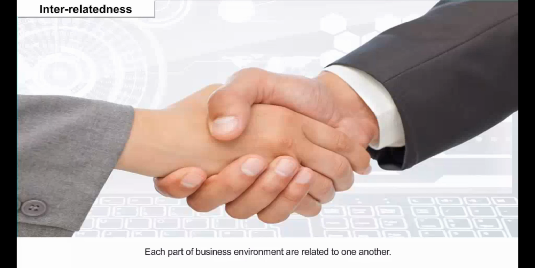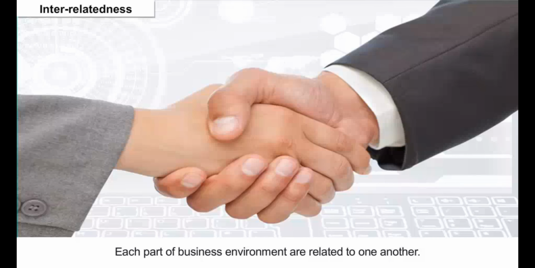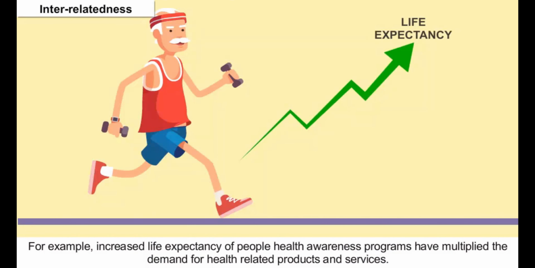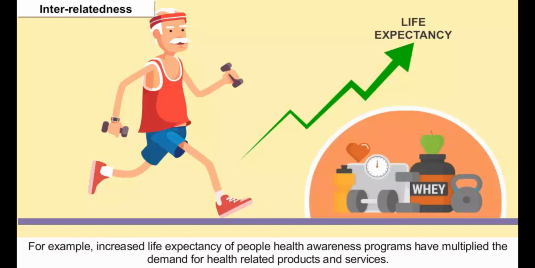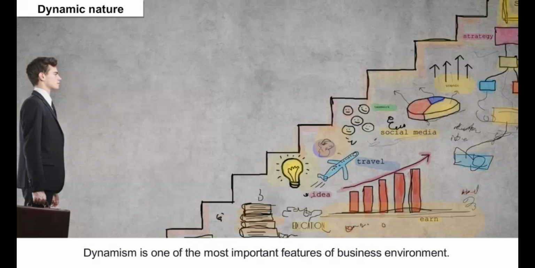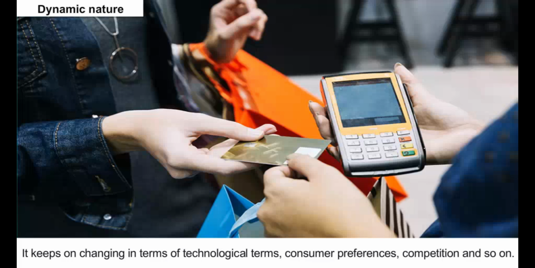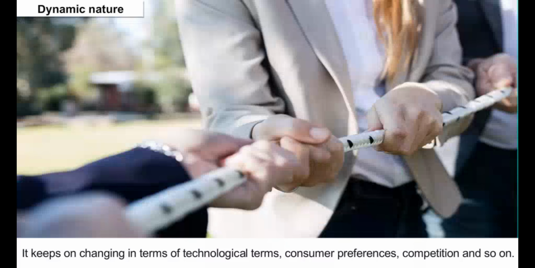Interrelatedness. Each part of the business environment is related to the others. For example, increased life expectancy of people and health awareness programs have multiplied the demand for health-related products and services. Dynamic nature. Dynamism is one of the most important features of business environment. It keeps on changing in terms of technology, consumer preferences, competition, and so on.